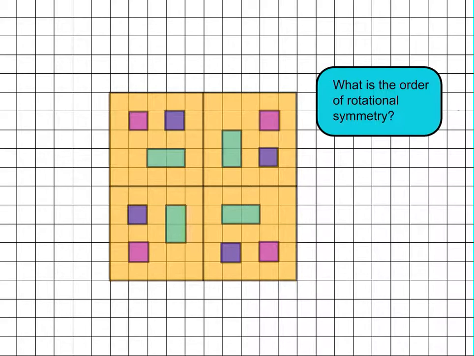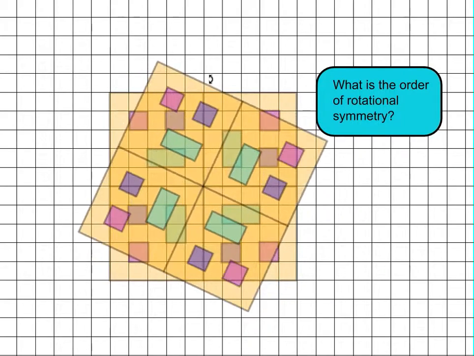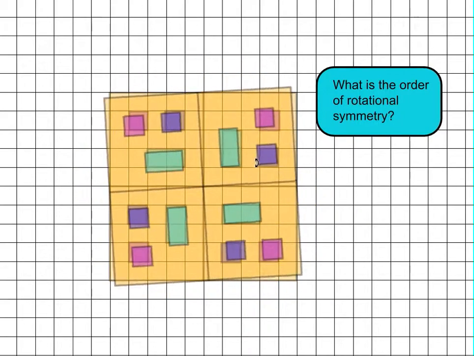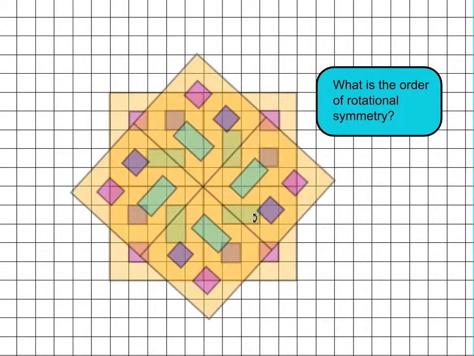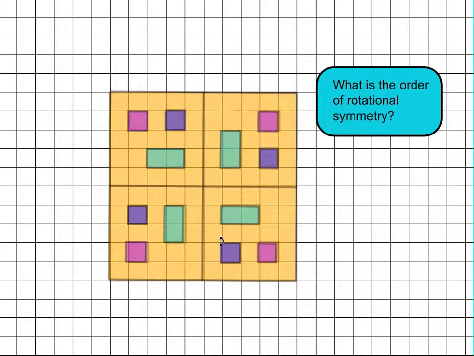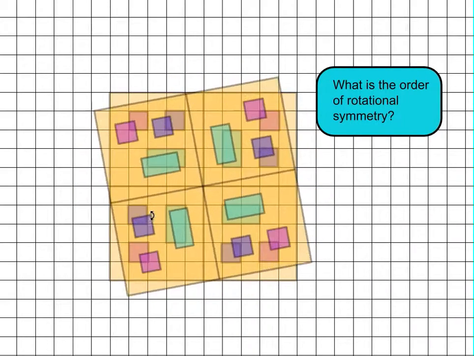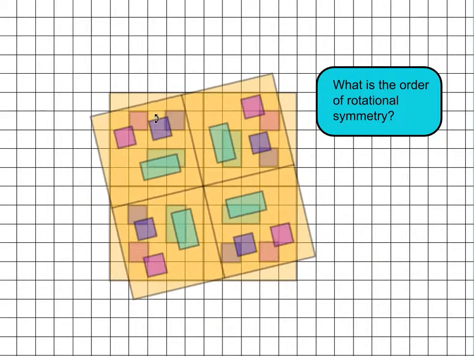It's not obvious. This shape also has rotational symmetry order 4. If you watch what happens when they move, they get to the same position every time. 1, 2, 3, 4.